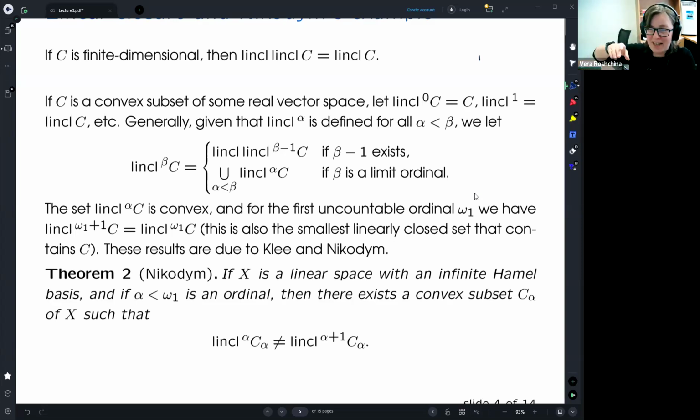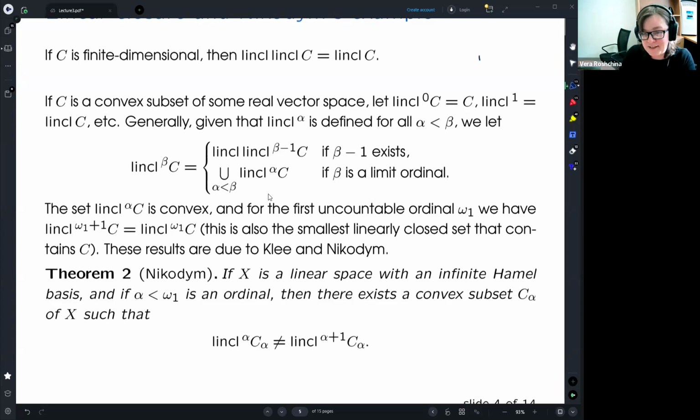So if you take some ordinal number such that the previous number exists, then you define it in the same way. It's the previous one, and you take the linear closure. If you get a limit ordinal, then you define it as the union of all preceding linear closures. And the point at which the linear closure of the convex set of this particular order always coincides with the linear closure of the next order is when you're using the first uncountable ordinal.